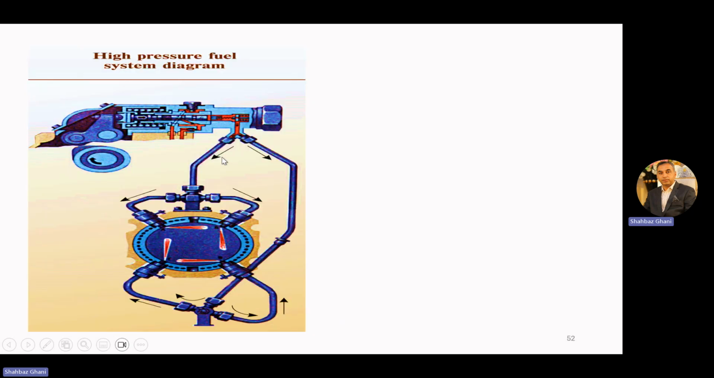Now let's take an example of a heavy engine in which we have 4 nozzles spraying. Let's suppose we have this cylinder and these 4 nozzles, and they are spraying.